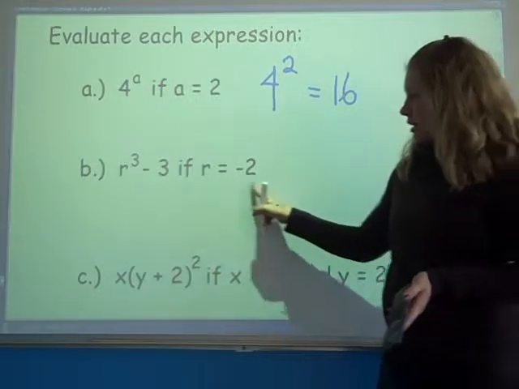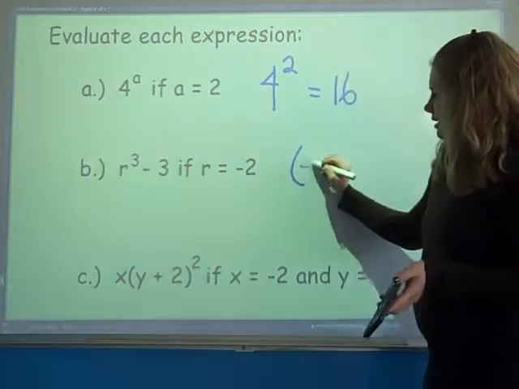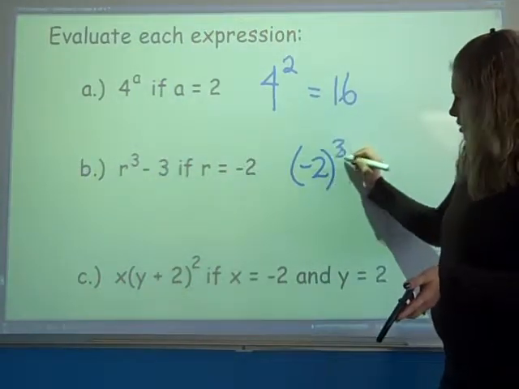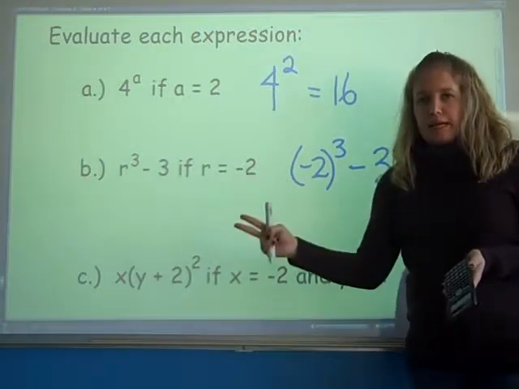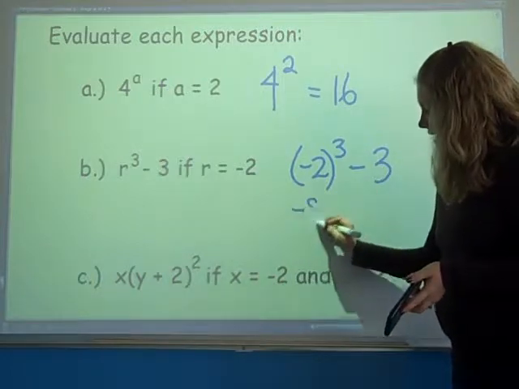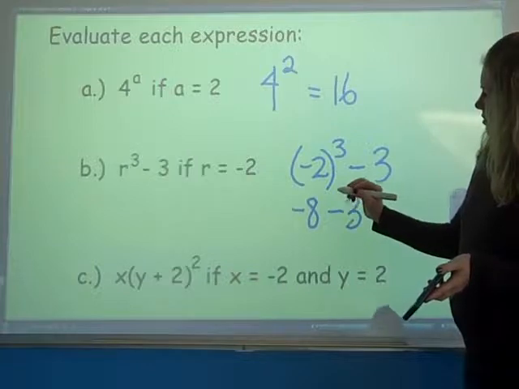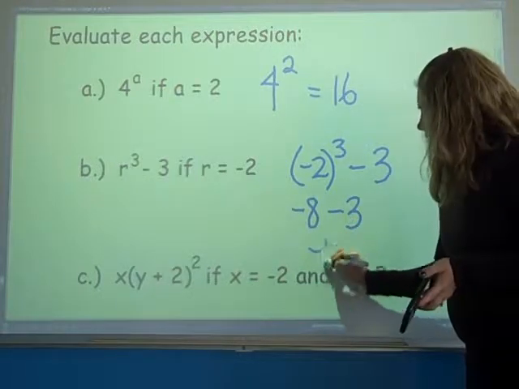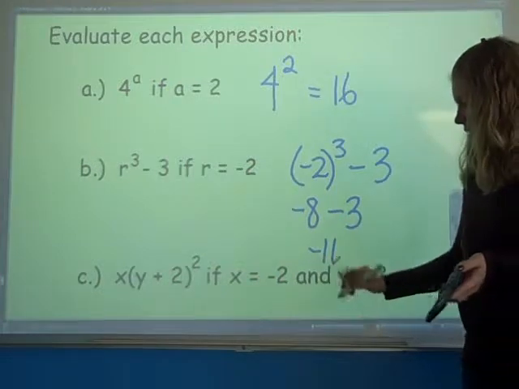Okay, this one. Now I'm throwing a negative in at you. Negative 2 to the third power, take away 3. This means negative 2 times negative 2 times negative 2. That will give you a negative 8 minus 3. Yep, it is negative 11. Negative 8 take away 3 is negative 11.